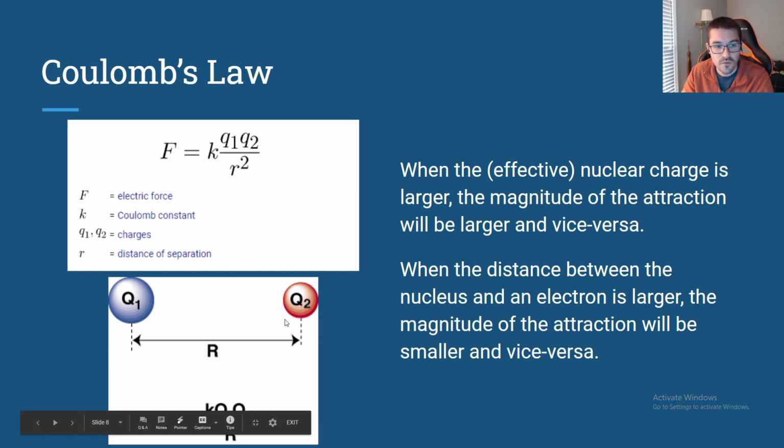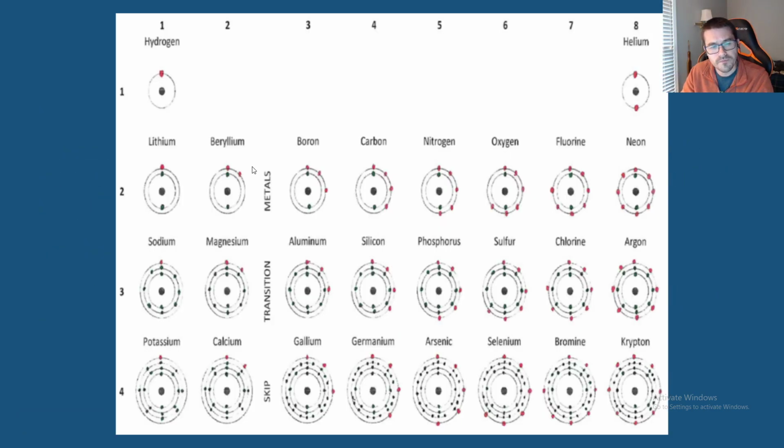But in both cases, as the distance increases, the force or the energy goes down. And so as you go down the column here, let's compare potassium and lithium, for example. This valence electron in potassium is so much further away, and these are not necessarily drawn to scale. It is so much farther away than the electron here that in effect the force that it's feeling is way smaller.